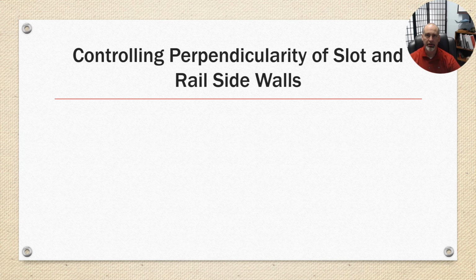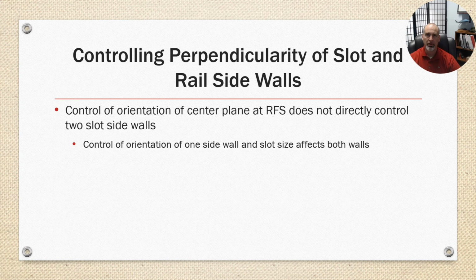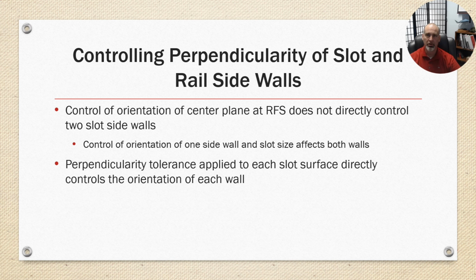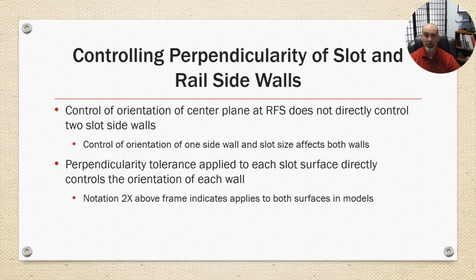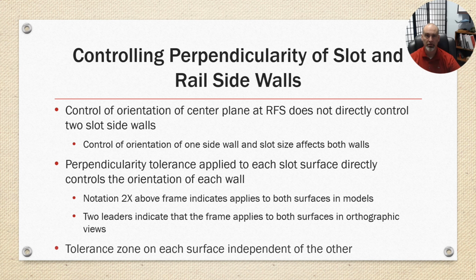Controlling perpendicularity of the slot and rail side walls. Control of the orientation of the center plane at RFS does not directly control the two slot side walls. Control of the orientation of one side wall and the slot size affects both walls. Perpendicularity tolerance applied to each slot surface directly controls the orientation of each of the walls. Notation 2X above the frame indicates it applies to both surfaces in the model. And 2 leaders indicate that the frame applies to both surfaces in an orthographic view. And the tolerance zone on each surface is independent of each other.